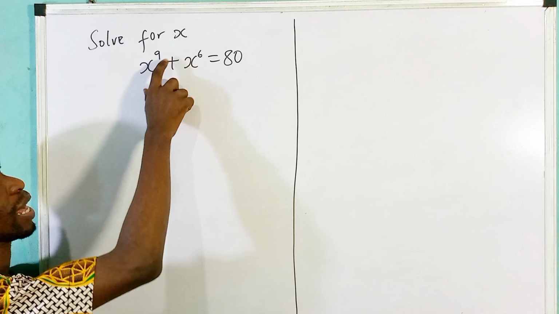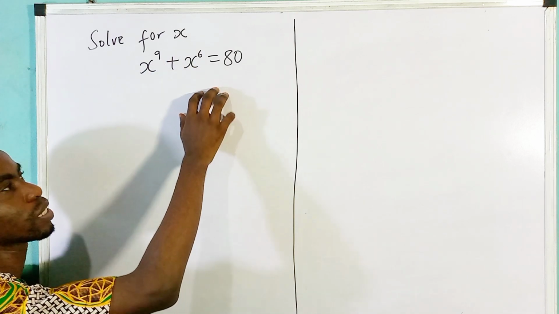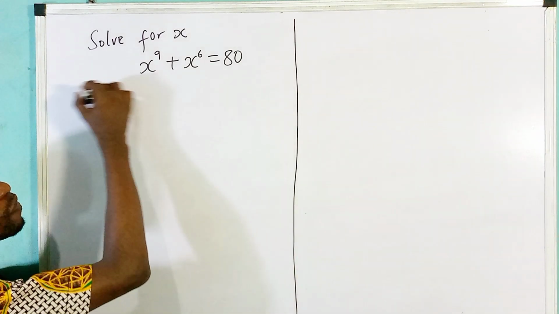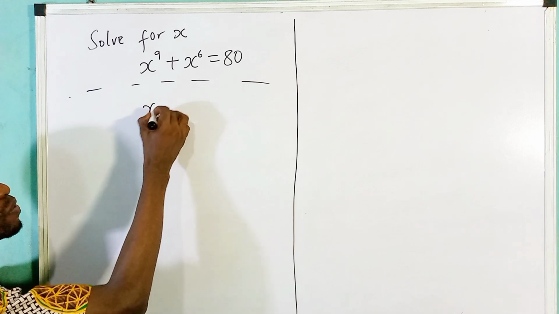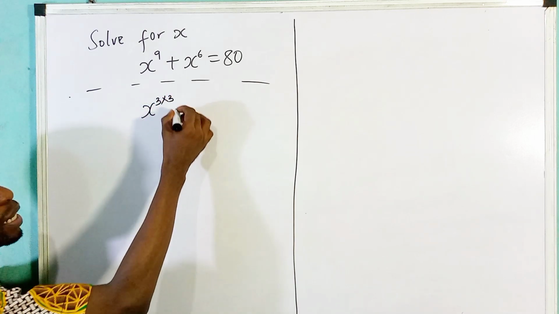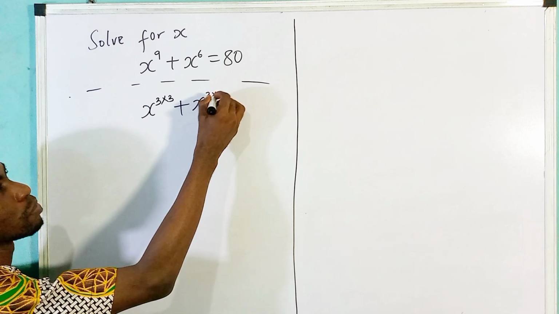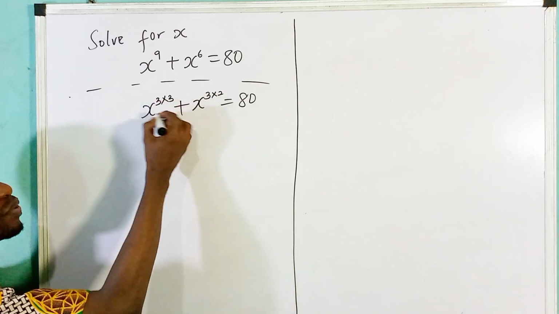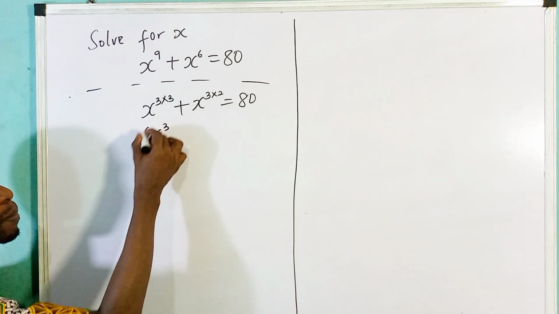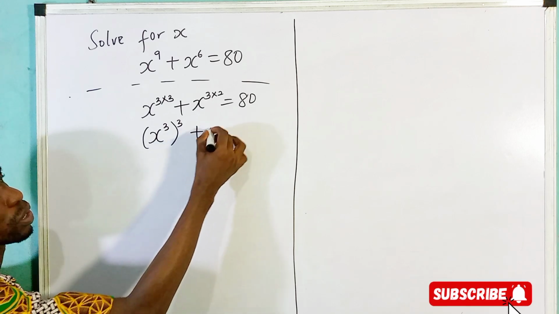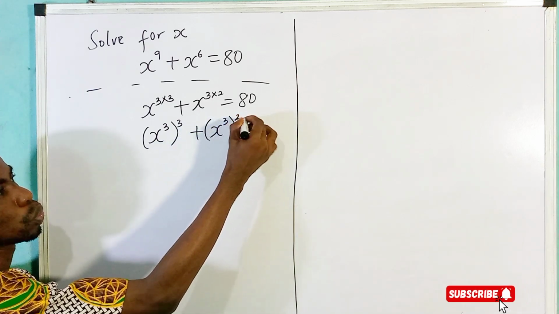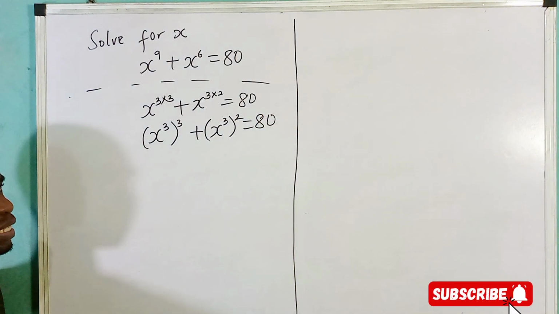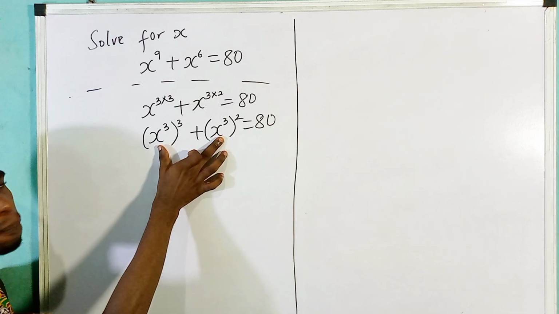So the question says solve for x given x to the power of 9 plus x to the power of 6 is 80. Well, if I write x to the power of 9 as x to the power of 3 times 3, and then x to the power of 6 as x to the power of 3 times 2, I think that will be alright. So I can rewrite this as x to the power of 3, and then we have 3 outside, plus x to the power of 3, we have 2 on the outside, equals 80. So it means that both of them are the same.